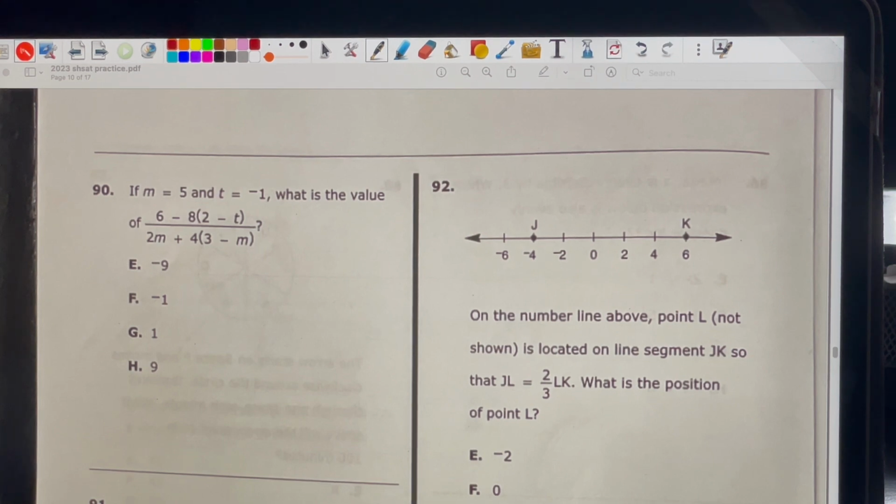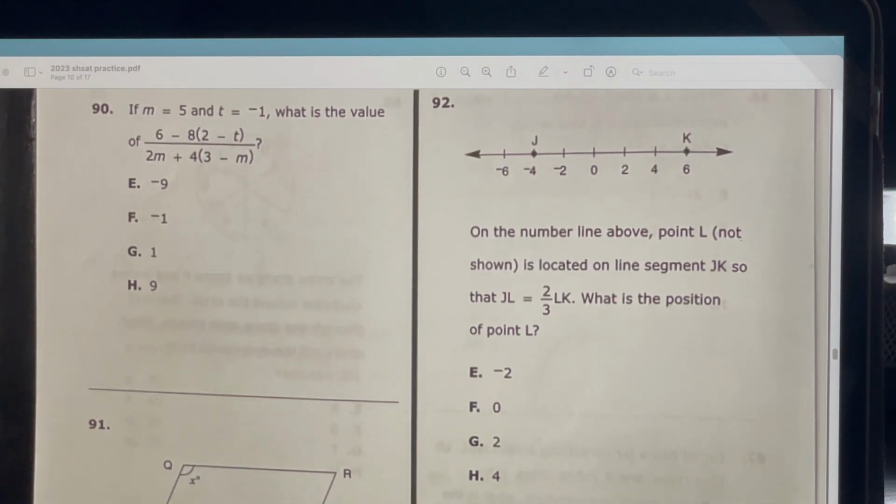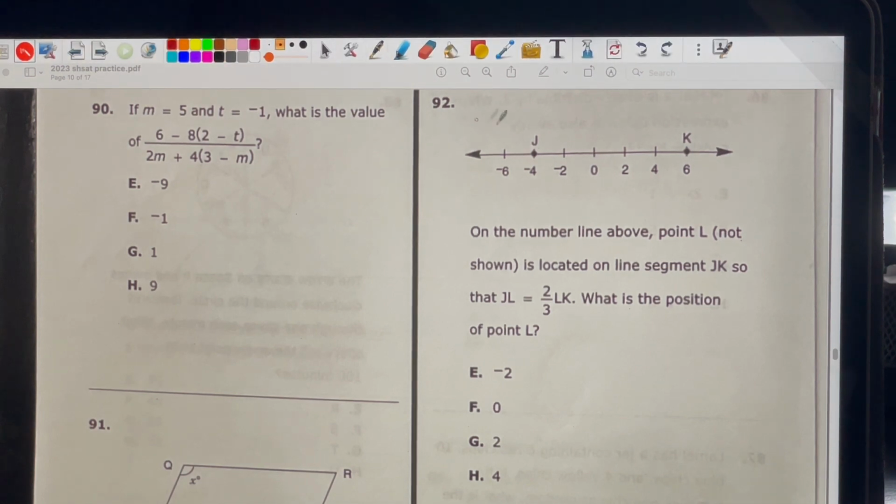92. Okay, L, not shown, is located on the line segment JK, so L is somewhere in here, so that JL equals 2/3 of LK. What is the position of point L? Oh, I just did this last night. Hang on a second, guys. JL equals 2/3 of LK.